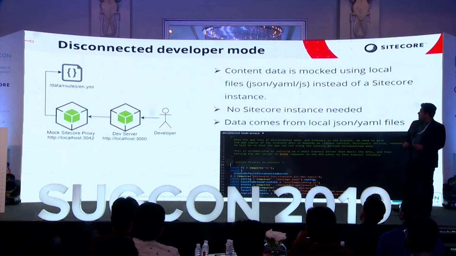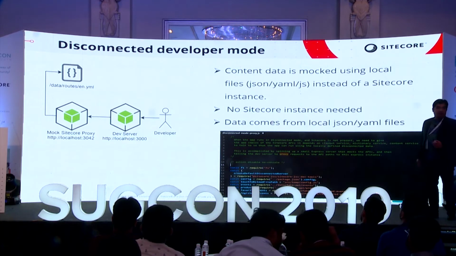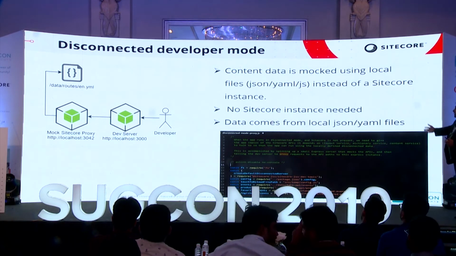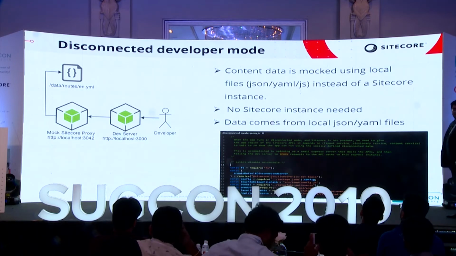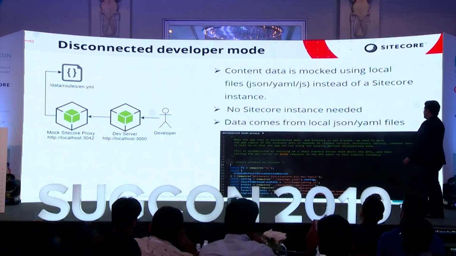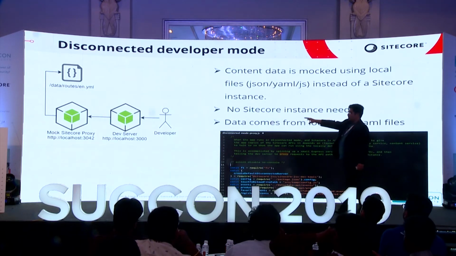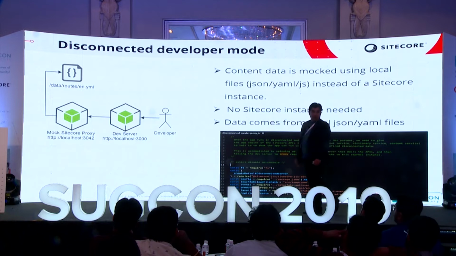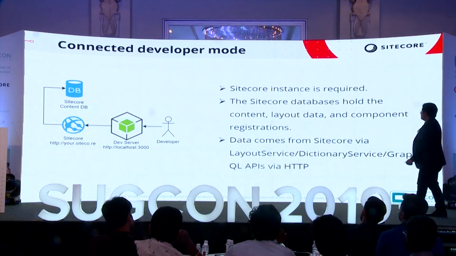So, what happens in disconnected developer mode is content data is mocked using the YAML files. You can use YAML, JSON, JS, whatever you feel comfortable with, instead of a Sitecore instance. No Sitecore instance, so developers are going onto the dev server, a mock Sitecore proxy is created, and the data is coming from the YAMLs or any other format that you would like to use.